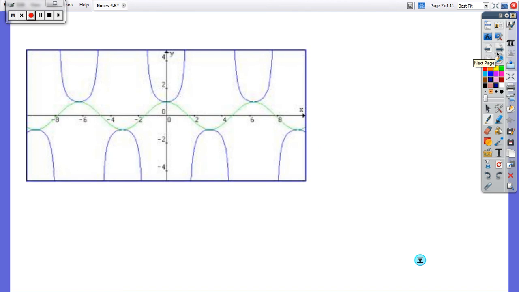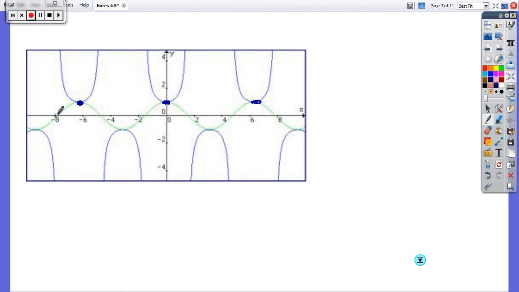This is the graph of secant. And secant is the reciprocal of cosine. So there's a couple of things that are true about this graph. And I'm not going to write them all down, but if you want to, that works too. Cosine is in green, and secant is in blue. When cosine is equal to 1, secant is equal to 1. Cosine 1, secant 1. Secant also has asymptotes at the zeros of cosine.